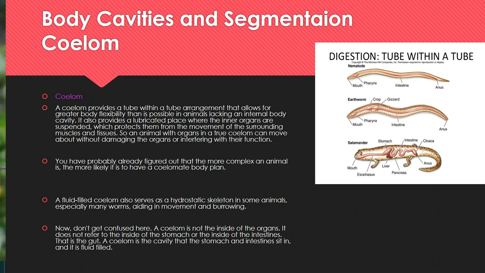A coelom provides a tube within a tube arrangement that allows for greater body flexibility than is possible in animals lacking an internal body cavity. It also provides a lubricated space where the inner organs are suspended, which protects them from movement of the surrounding muscles and tissues. You've probably already figured out that the more complex an animal is, the more likely it is to have a coelomate body plan. A fluid-filled coelom also serves as a hydrostatic skeleton in some animals, especially worms, aiding in movement and burrowing.